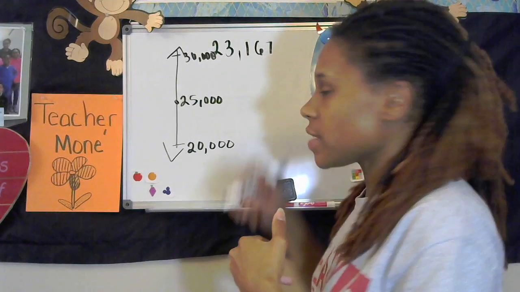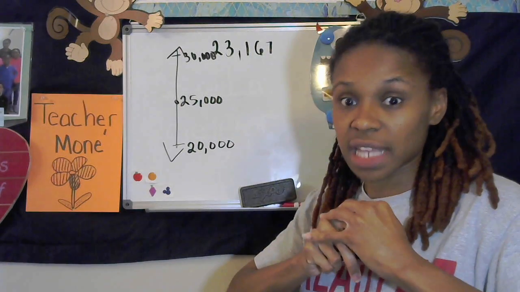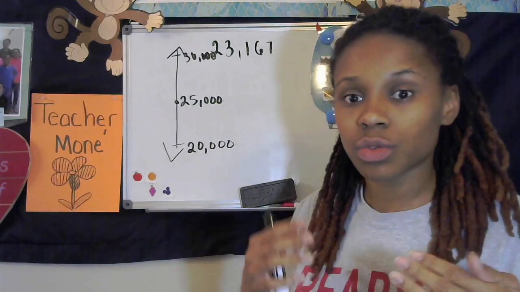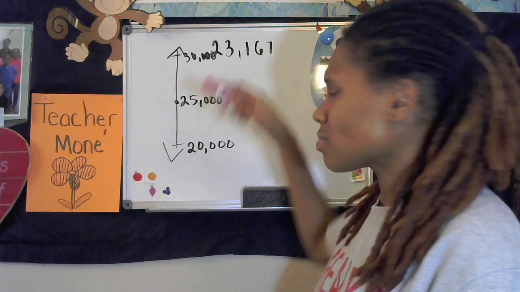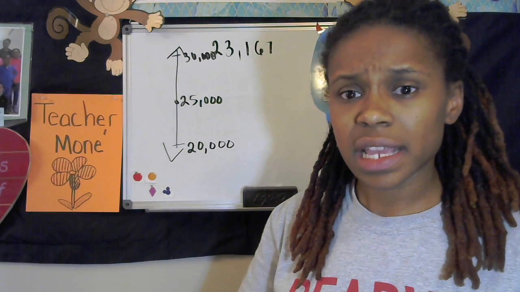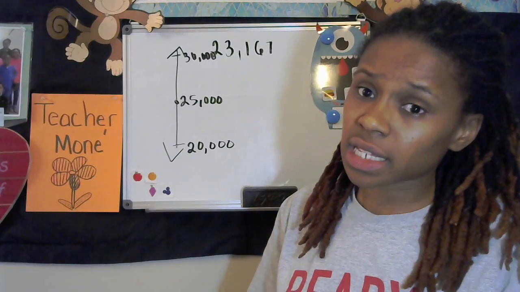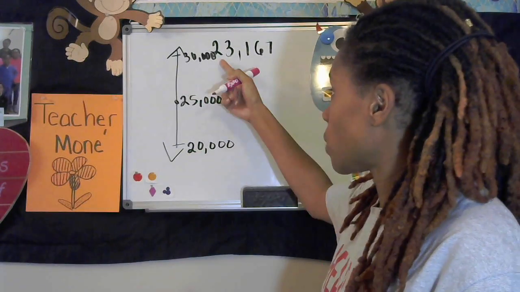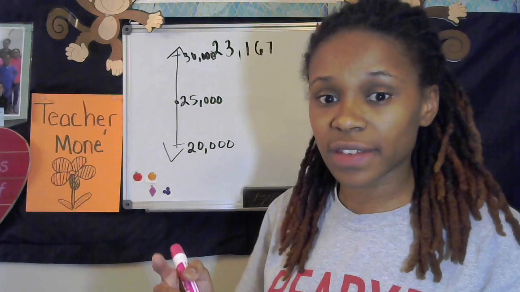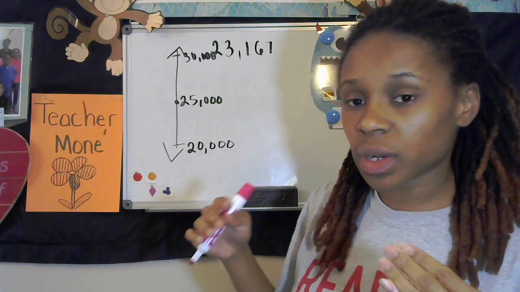Okay? Now, their job is to figure out, is 23,167 closer to 20,000 or 30,000? So, what they need to look at is, where is it in relation to my midpoint? Is it above or below the midpoint? So, it's 23,167. Does that come after 25,000 or before 25,000?